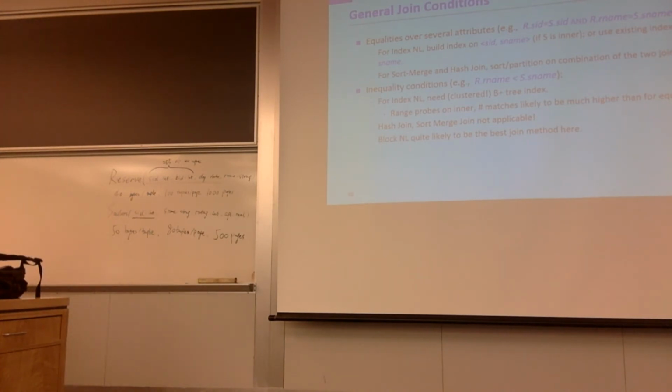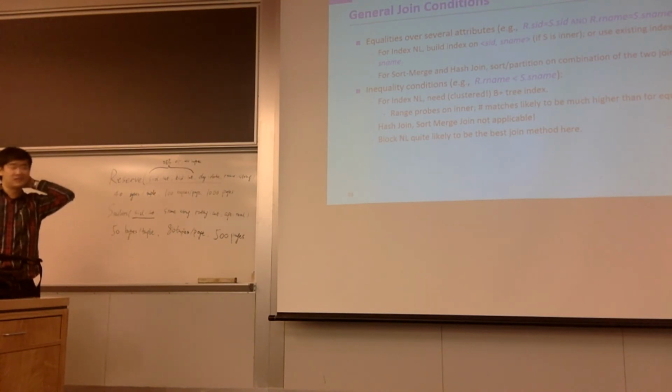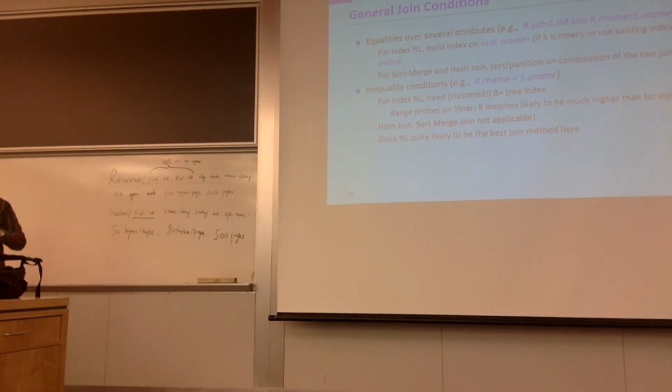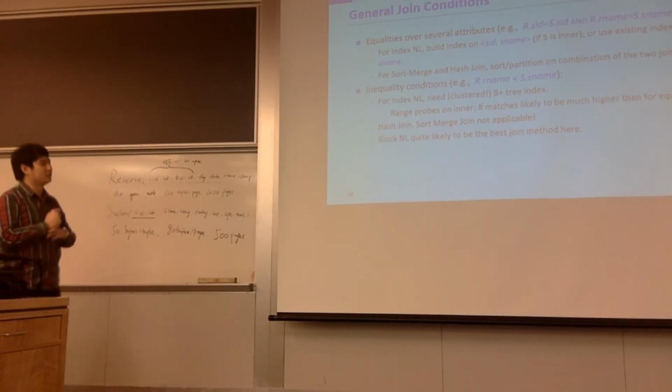Or if you are doing sort merge or hash join, then you are sorting or hashing things on the fly. Then you can just use those columns as the key columns in your sort or hash algorithm. Therefore, in inequality conditions, really you cannot use hash join, right?